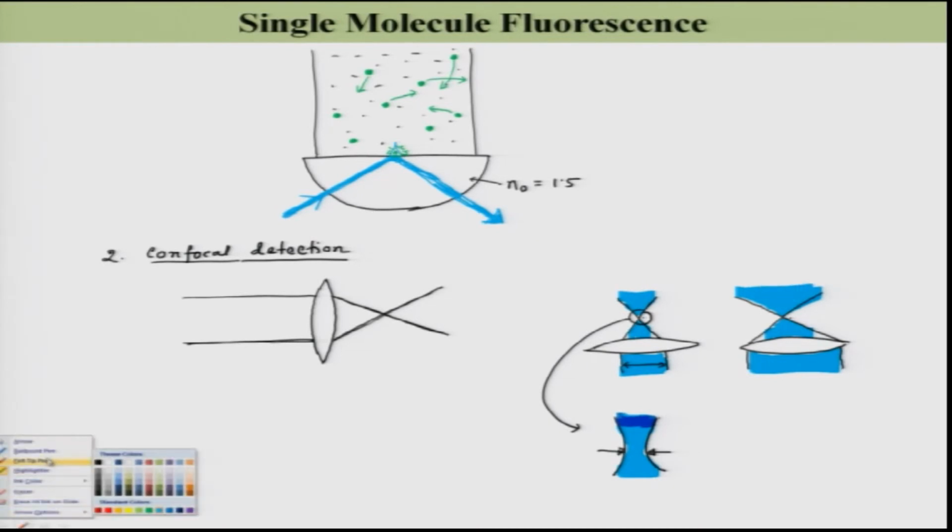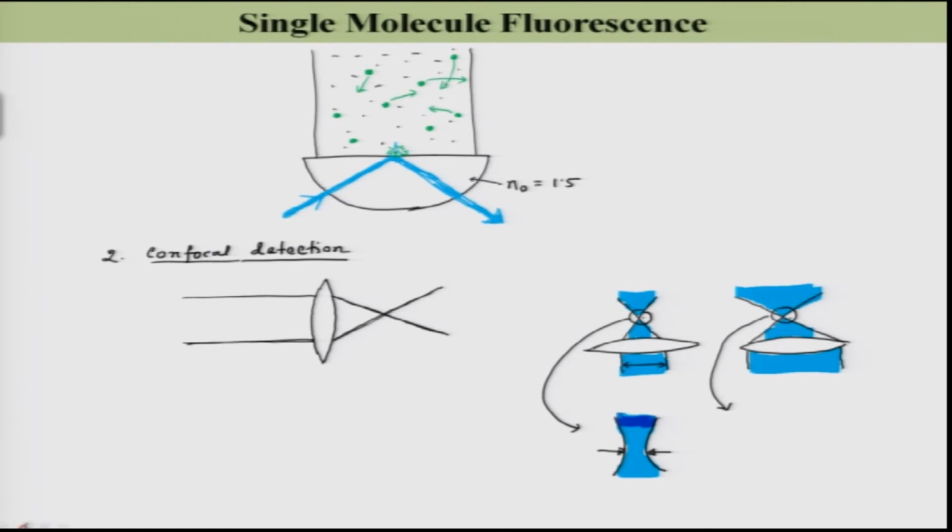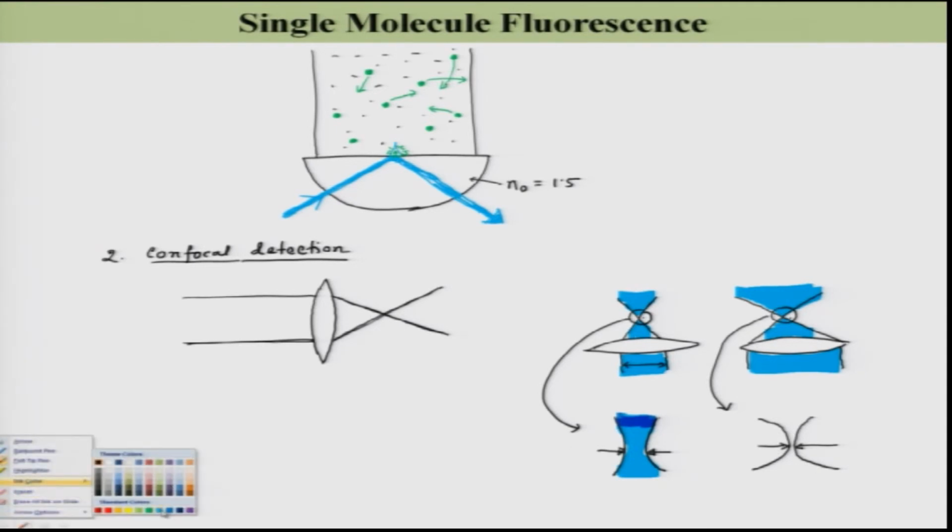Now, if I zoom out this part, what you are going to see is that it looks like this. So, here you see the spot size at the focal plane is much smaller than this, but it is diverging too much. So, here if I again color it, this is your excitation light. This is your excitation light. Now, consider this is your excitation light.